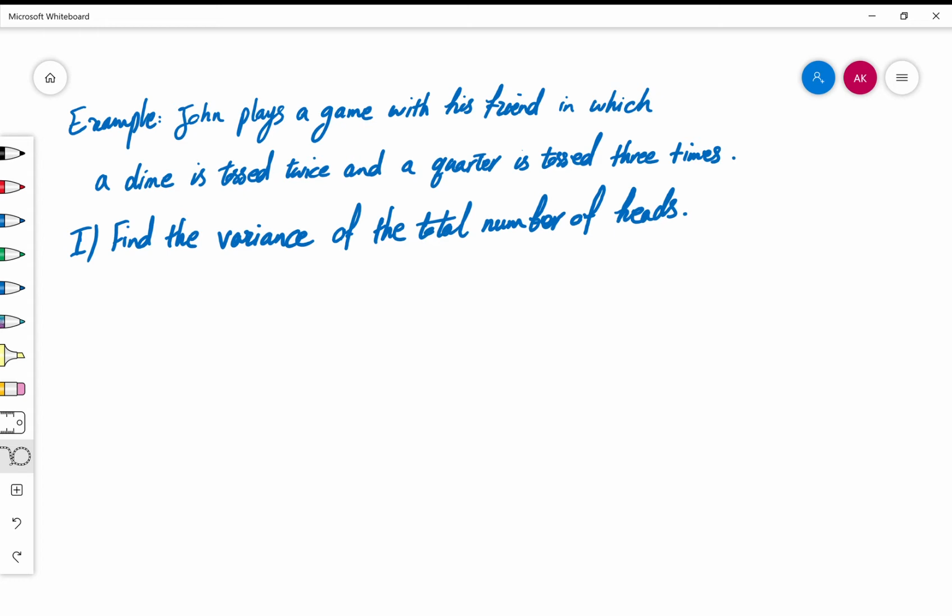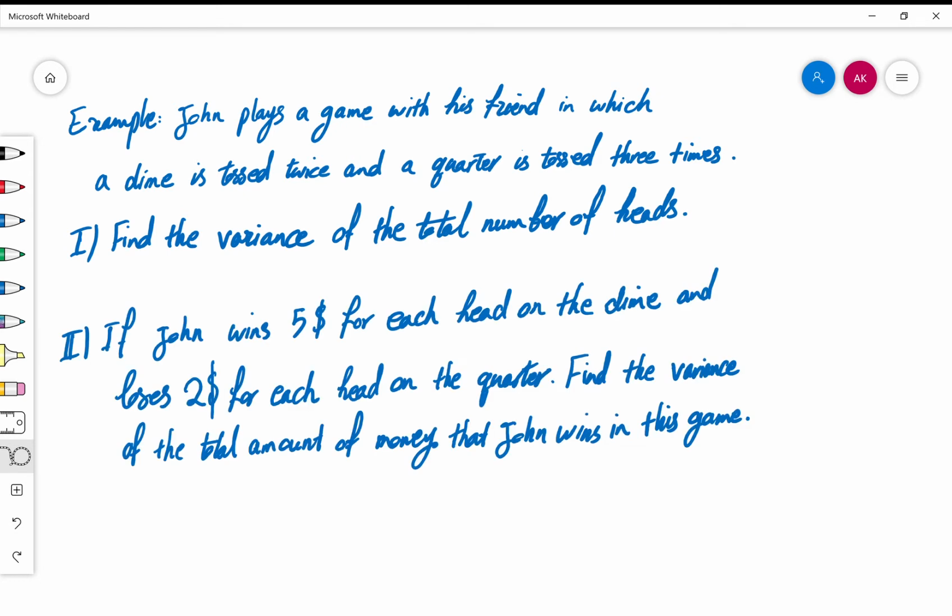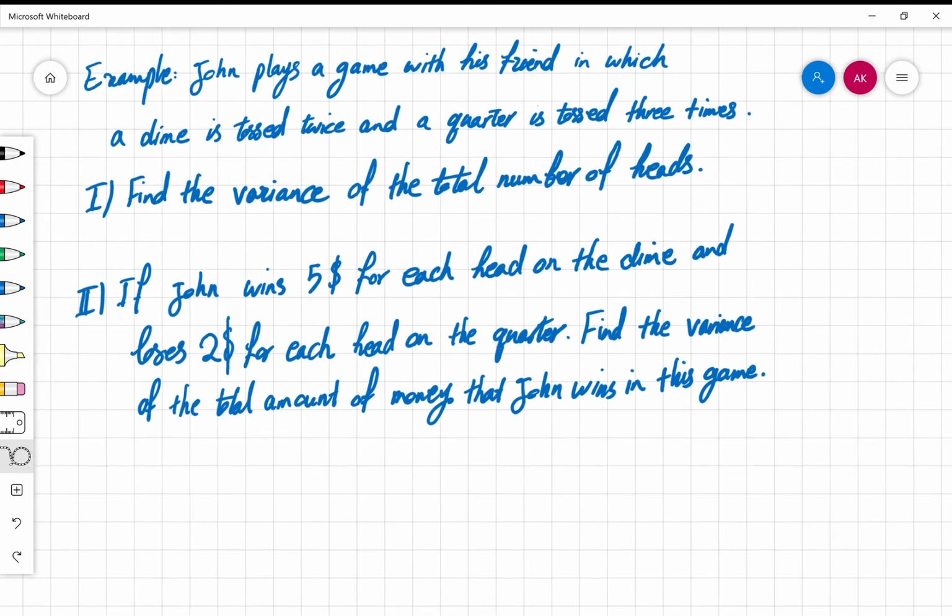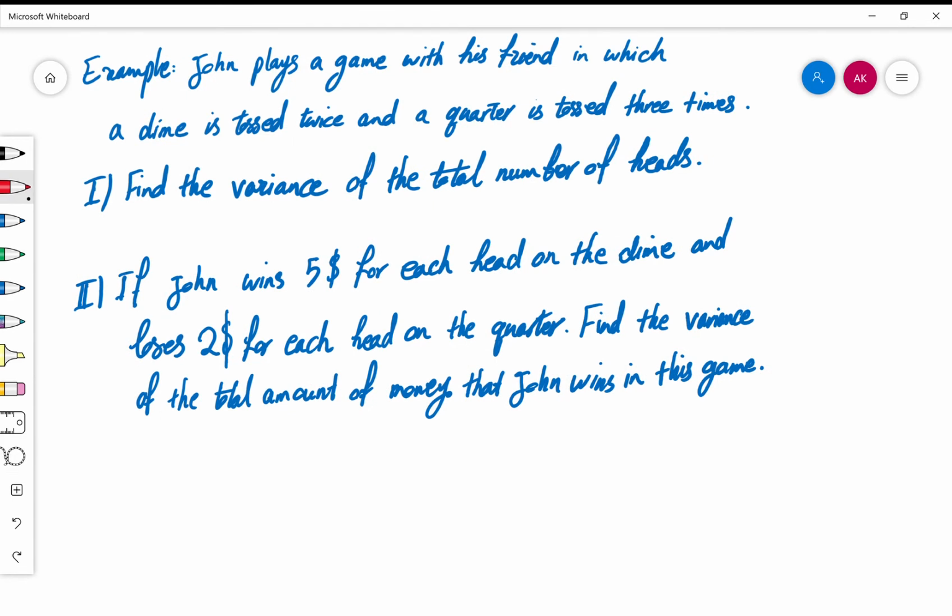Total number of heads means that you get some number of heads on the dime, some number of heads on the quarter, add these two and you get the total number. The second part says if John wins $5 for each head on the dime and loses $2 for each head on the quarter, find the variance of the total amount of money that John wins in this game. So let us start setting up the problem first.